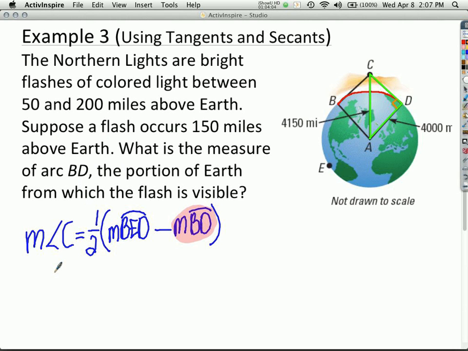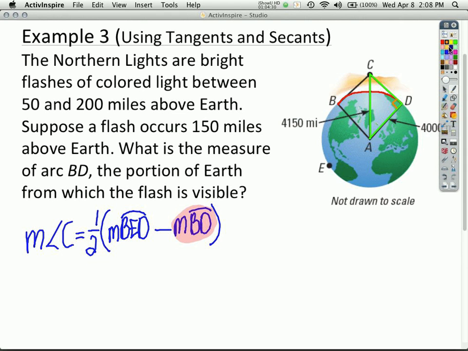And it is. So you weren't supposed to assume it, I was supposed to tell you it, but it was good that you figured that out. So AD is a radius, that's a tangent and a radius will always form a right angle. You learned that at the beginning of chapter 10. So now we have the measure of AD, it's 4,000 miles. And we have the measure of AC, it's 4,150 miles.